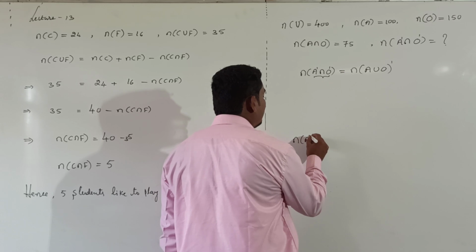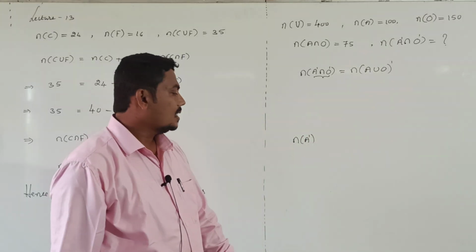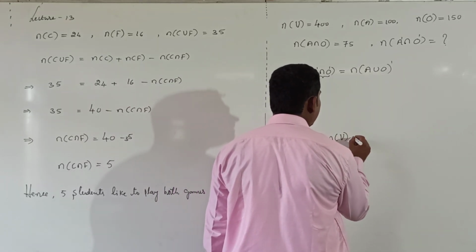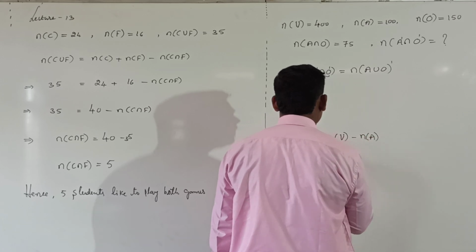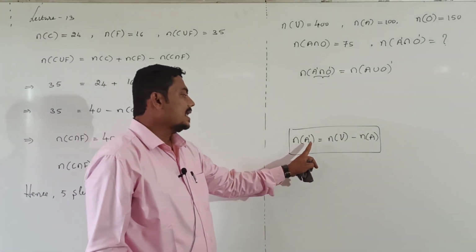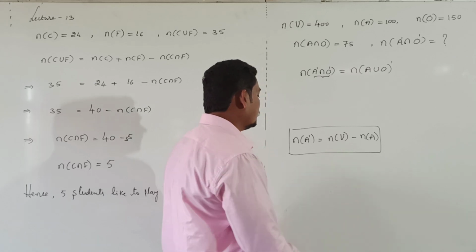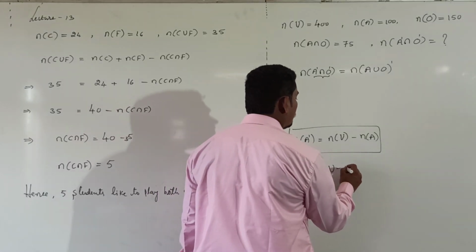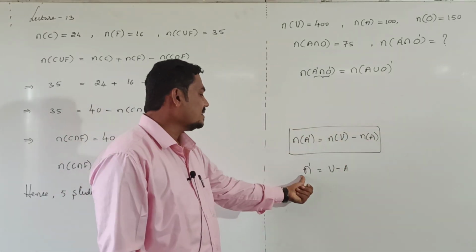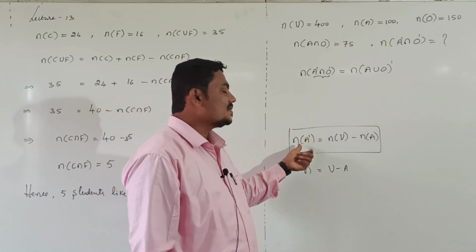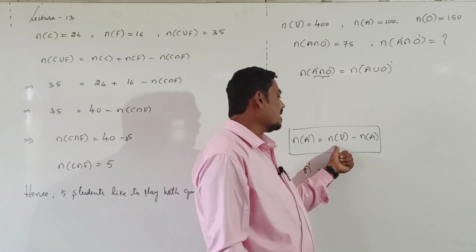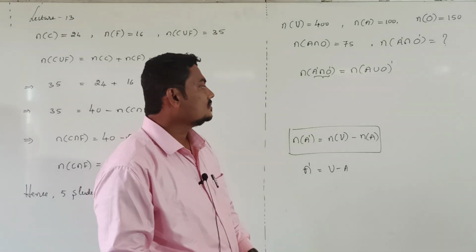we know the formula for the number of elements in A complement. The number of elements in A complement is equal to the number of elements in the universal set minus the number of elements in A. A complement equals U minus A. In this case we need the number of elements, so take n. N of A complement is equal to n of U minus n of A.